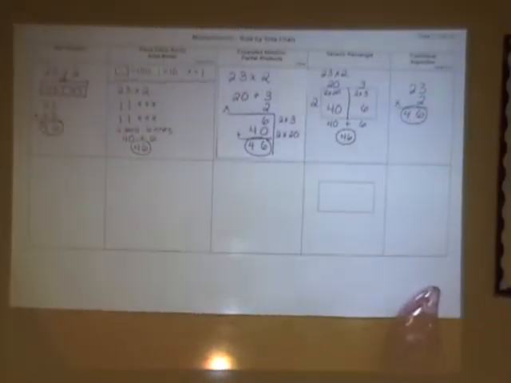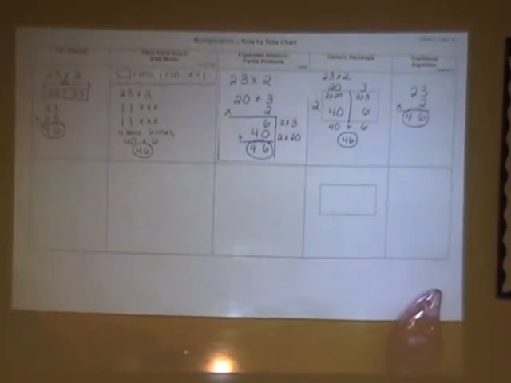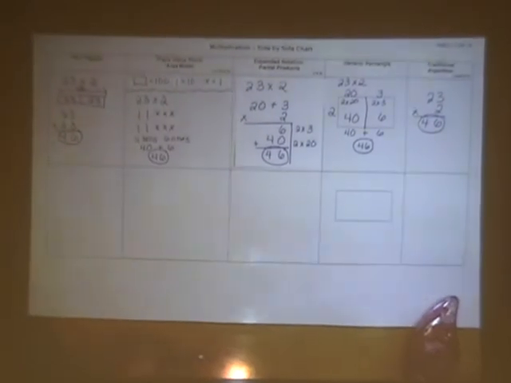I'd like to show you these 5 strategies again, but this time with a more difficult problem that shows regrouping. I'm going to again go back to my first one, which is my bar diagram, connecting the students to repeated addition, that multiplication is repeated addition. My problem I'm going to do is 45 times 3.